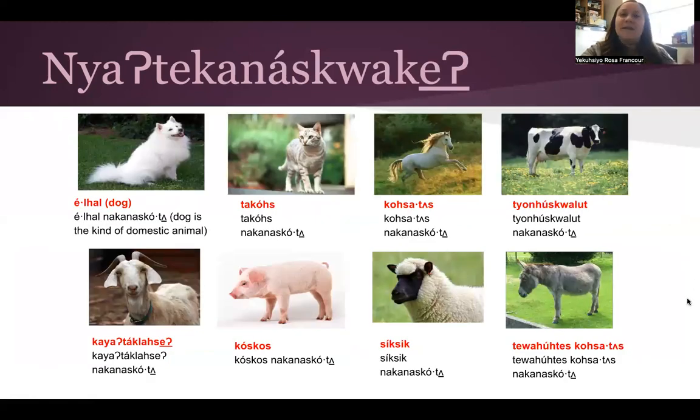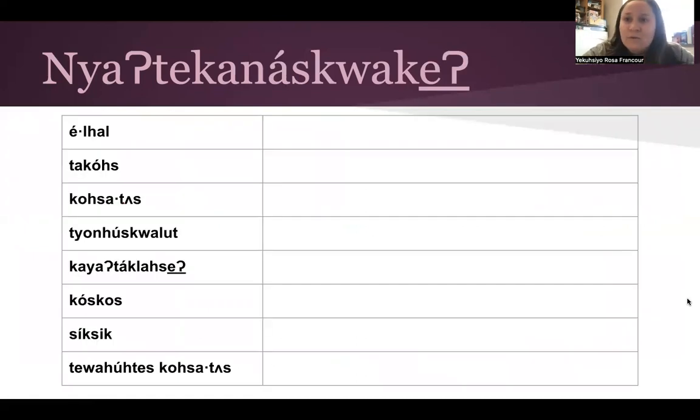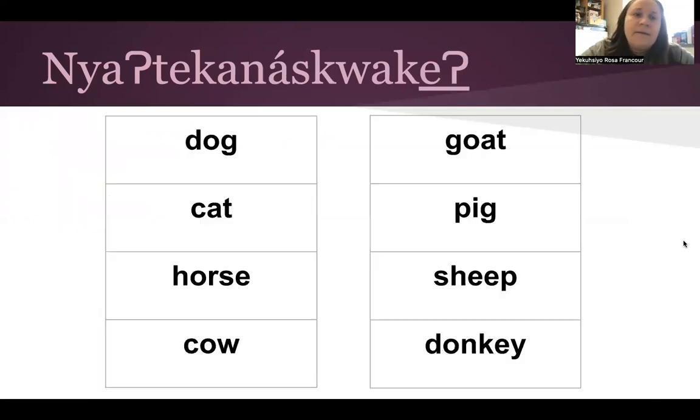Here's another study tool you can use. You can write them out. Oh, Elhal is a dog, Dagos is a cat, Gosadas is a horse, and so on. Same thing. You could do it the other way, flip-flop it. Here's the English. What is the word for dog? Elhal. You could write it. You could practice writing it.